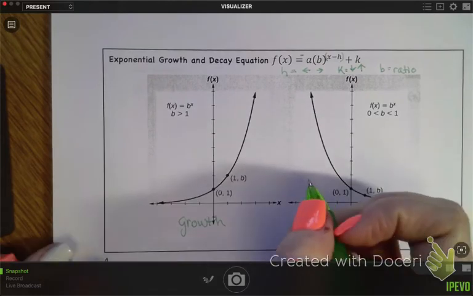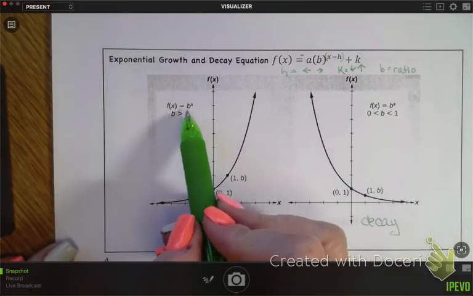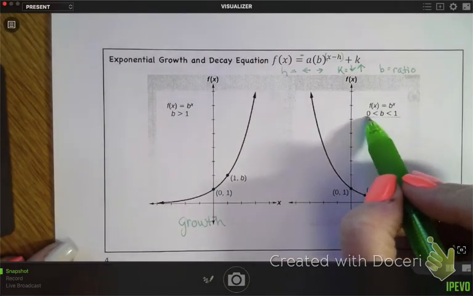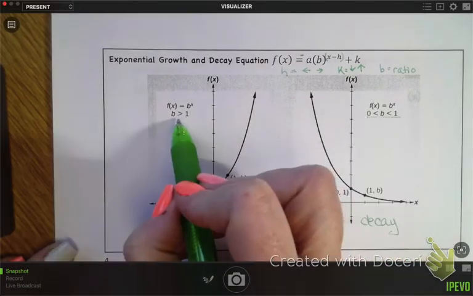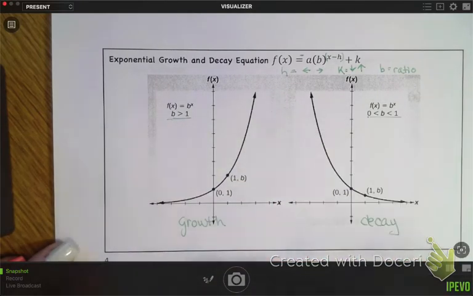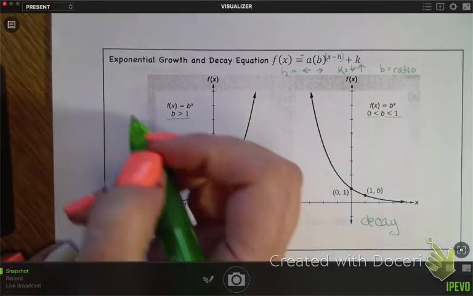Okay, so over here you notice that B is greater than 1, and B over here is 0 to 1, so it's a proper fraction, but you notice 1 is not included in either. A base of 1 is not considered an exponential function. That's just a linear line. It's just a horizontal line.